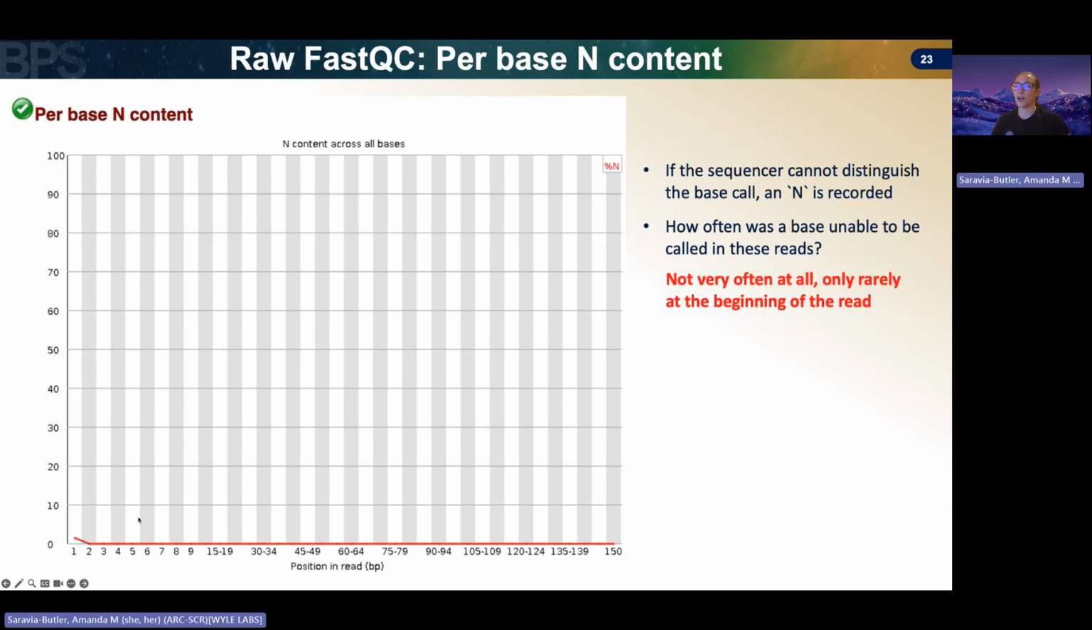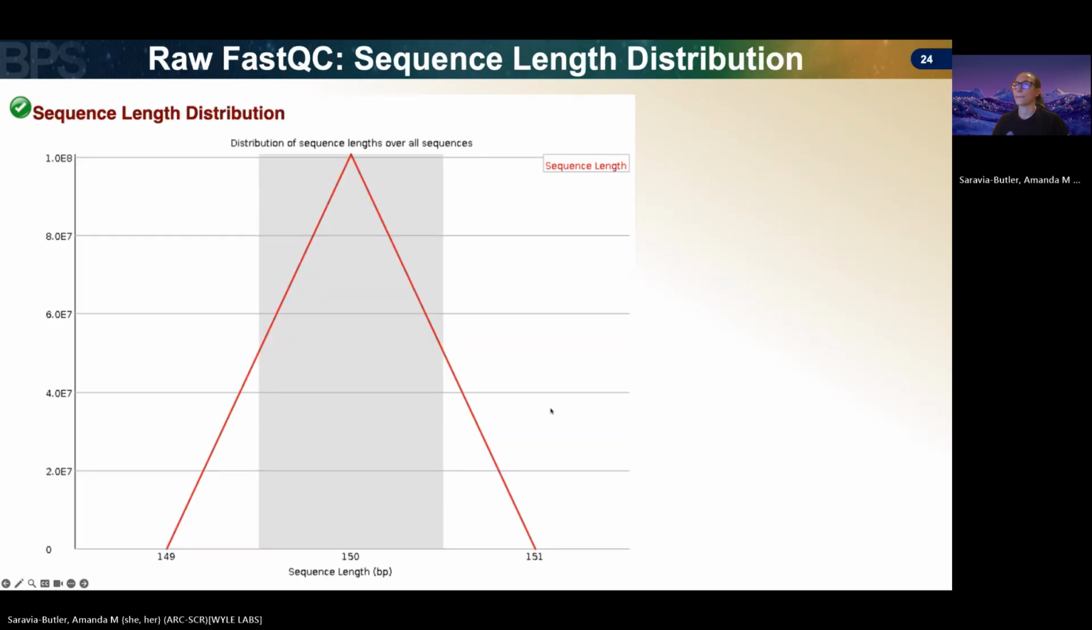So not very often at all. You see it's pretty much 0 across all positions, just very rarely, maybe 1 or 2% of the reads at position 1 was an N.